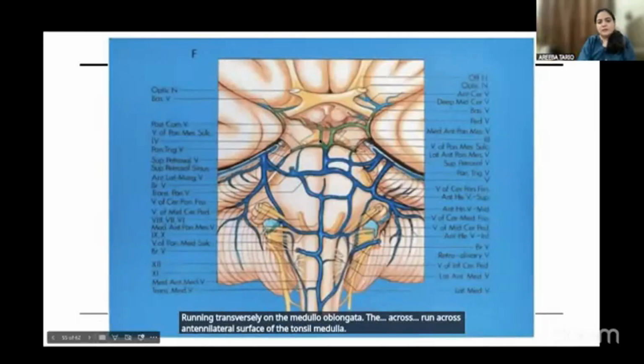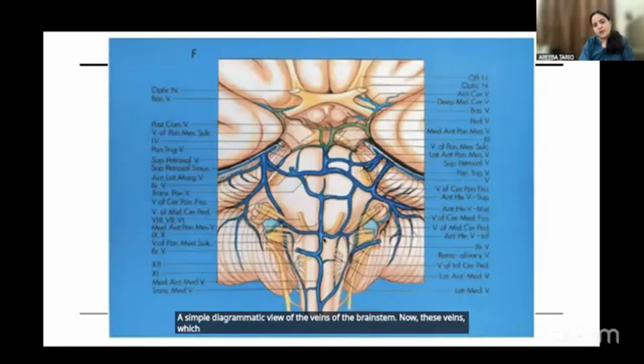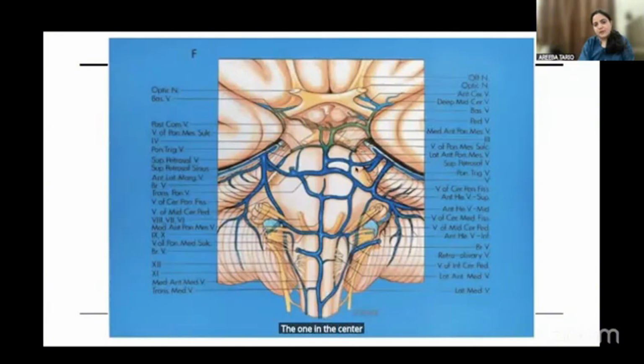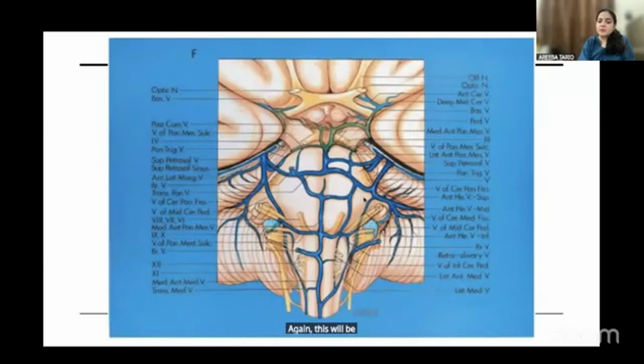A simple diagrammatic view of the veins of the brainstem. Now, these veins which are running longitudinally are longitudinal veins. The one in the center is anterior. The one on the anterolateral sulcus is anterolateral. The one on the lateral side is lateral. So again, this will be because it's associated with the pons and mesencephalon. What will this vein be?